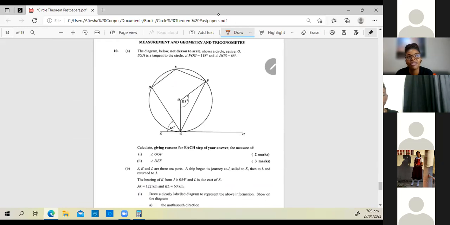I want to hear from persons I haven't heard from in a little bit. So SGH is our tangent. FOG 118, DGS 65. OGF, Leah, how to work out OGF? I had 180 minus the 180 divided by 2, which is your 31 degrees. Nice. Thank you. D, E, F.